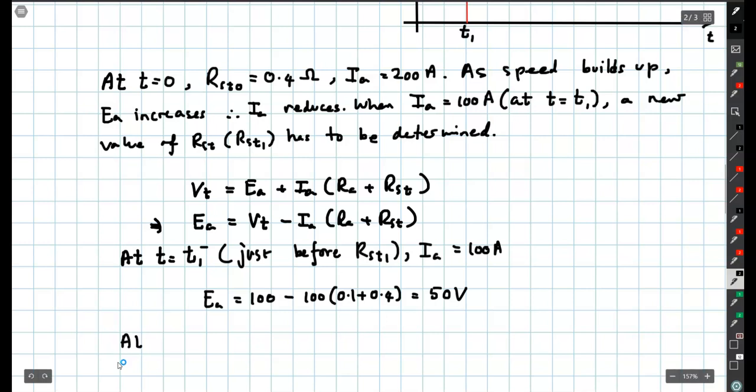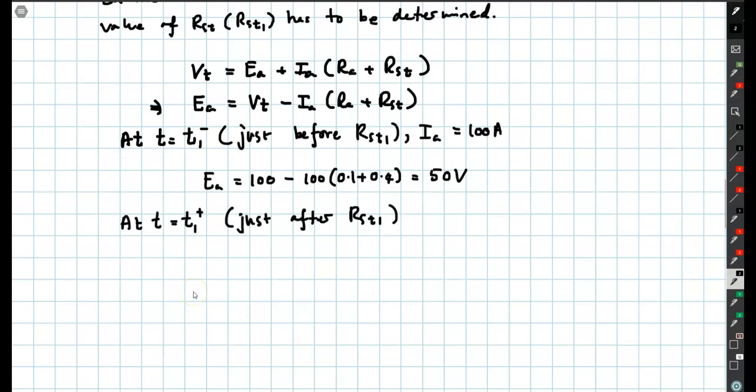At T equals T1 plus, which is just after RST1, the new value of the resistance, I can write down that the back EMF is still going to be 50 volts, but the current now is 200 ampere, and RST is going to be equal to RST1.